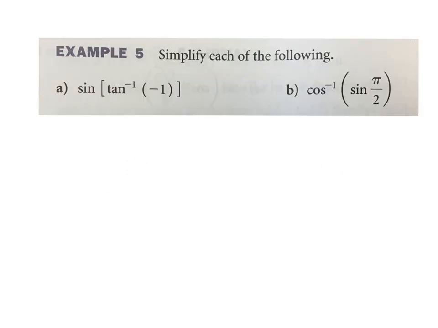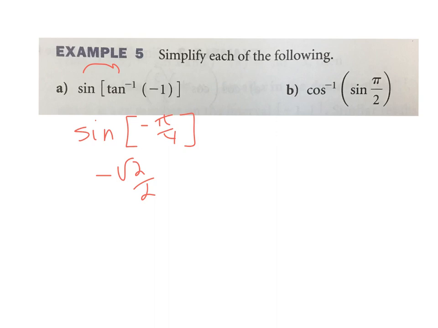Okay, last thing here. What if they switch them up on you? If they do, no big deal. Work your way inside out. It says sine of inverse tangent negative 1. What is inverse tangent of negative 1? And where's tangent negative 1? At negative pi over 4. And what is sine at negative pi over 4? Negative square root of 2 over 2. So it's kind of like two problems in one. But you're just working the inside out.